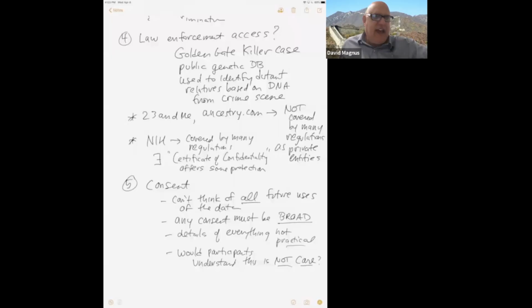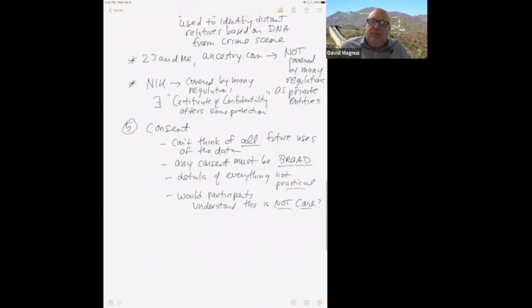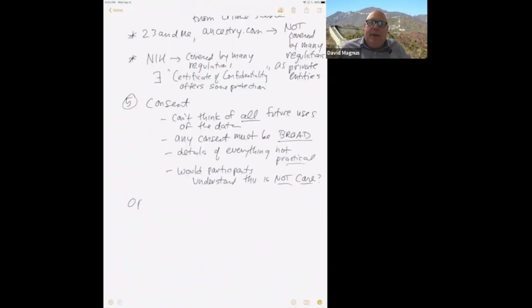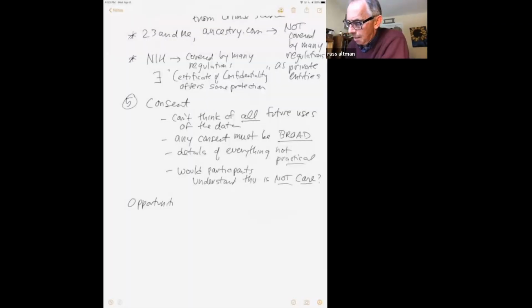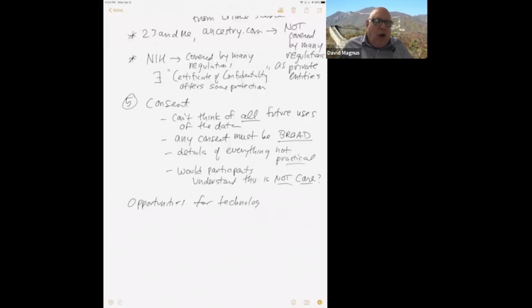That being said, there are opportunities in a lot of the technologies that are being developed to make consent a lot better. There's a group called Sage Bionetworks that's doing this for the All of Us research program. Here at Stanford, we've done some similar kinds of things.